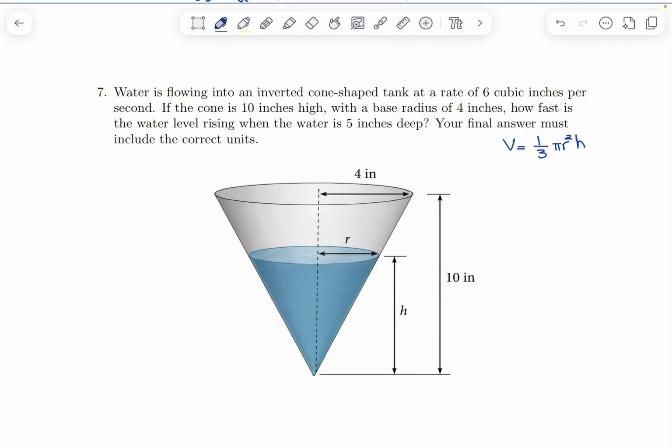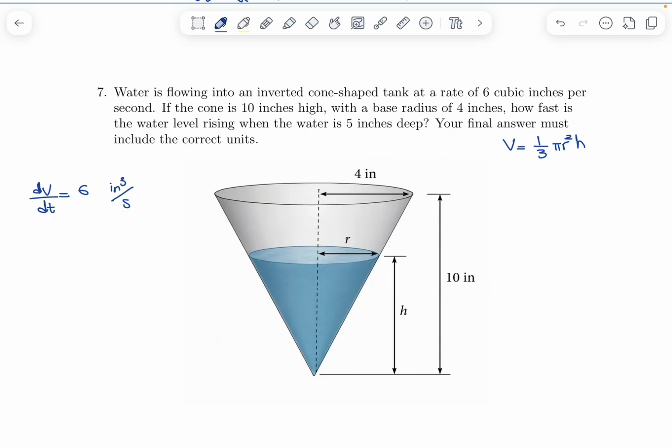Now let's look at problem 7, which is another related rate problem. In this problem, we know water is flowing into an inverted cone-shaped tank at a rate of 6 cubic inches per second. Therefore, from here you can conclude dV/dt is 6 cubic inches per second. We know the cone is 10 inches high and the base radius is 4 inches. We want to find how fast the water level is rising when the water is 5 inches deep.